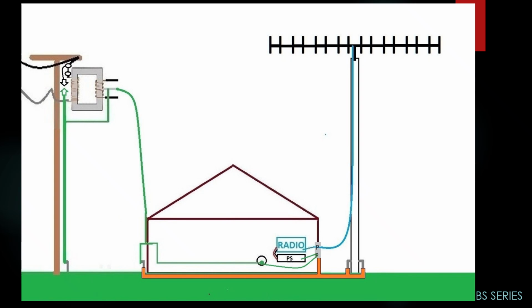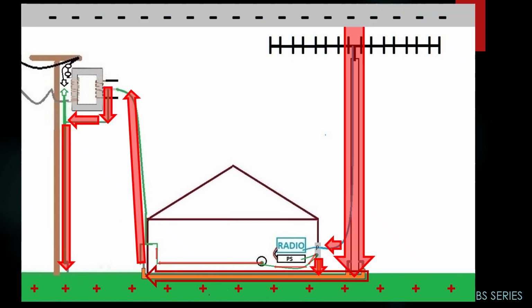So we do this. We bond all our grounds together. Then we put in this clever bulkhead panel here, and we bring all of our wires through it to our radio. Guess what happens now? We still get the same current.